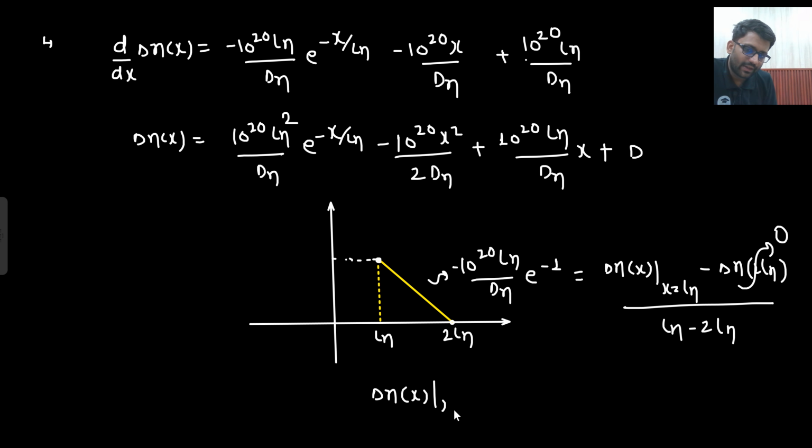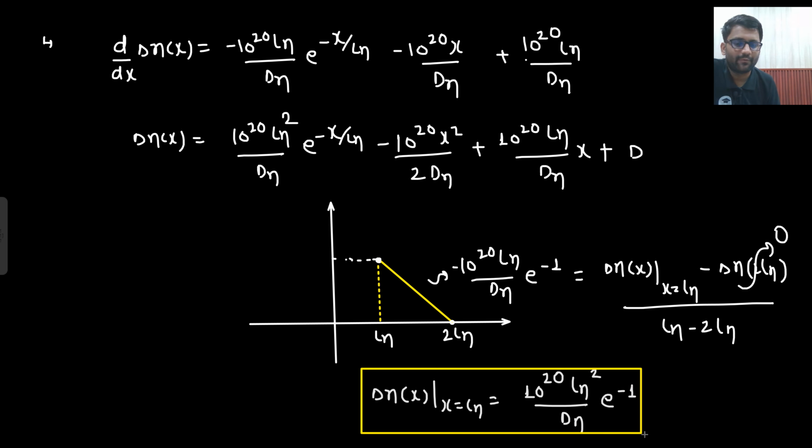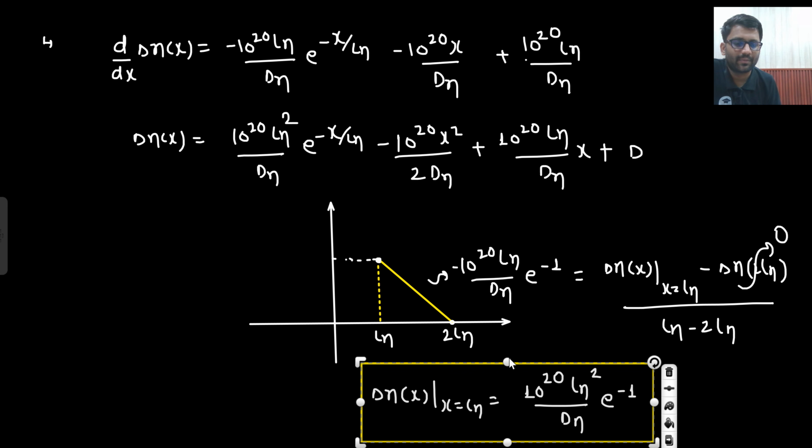Delta nx value at x equals to ln. The answer that you will be getting is 10 to the power 20 ln square by dn e to the power minus 1. Not very tough to think, very basic mathematics. That's why I am not explaining it much. I hope this much mathematics you already know.